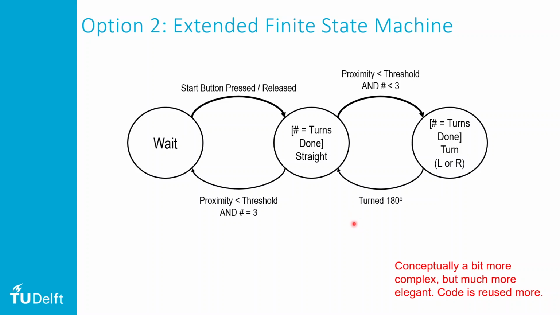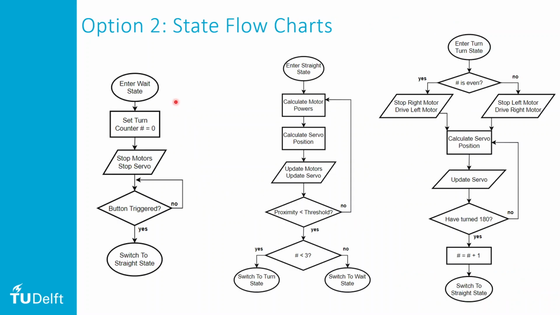Okay, let's have a little look at how those look as flowcharts. So the wait state is identical, except that now whenever we're in the wait state, we need to set our turn counter equal to 0. Because whenever we're in the wait state, that's sort of starting the sequence of 4 straights and 3 turns. And then, as before, we stop the motors, we keep checking the button until eventually the button is triggered, and then we switch to the straight state.